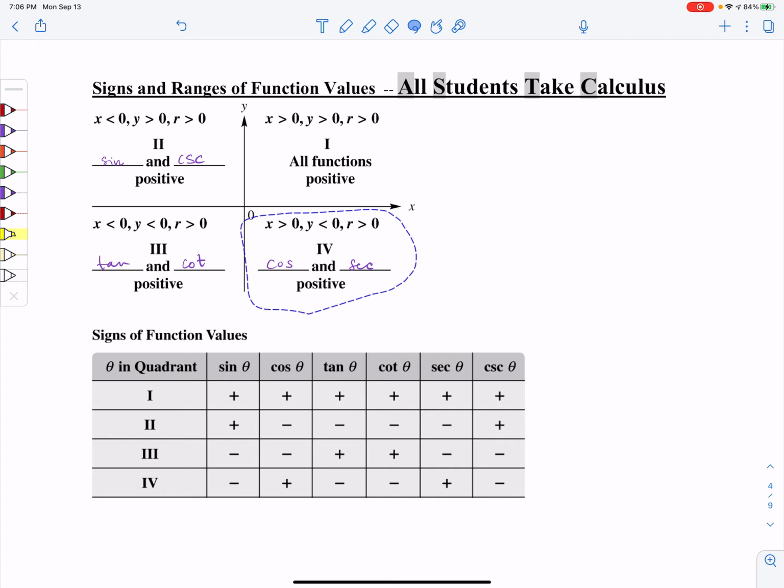Now, where does All Students Take Calculus come in? You probably already figured that out, but let me map it out for you. All means all functions in the first quadrant are positive. Students starts with S, so it's sine that's positive, and of course, the partner there is cosecant. Take starts with T, so it's tangent that's positive. And then calculus starts with C, and that's cosine. So that's where that comes from. We've got the all, this one is for the sine, this one is for tangent, and this one is for cosine.